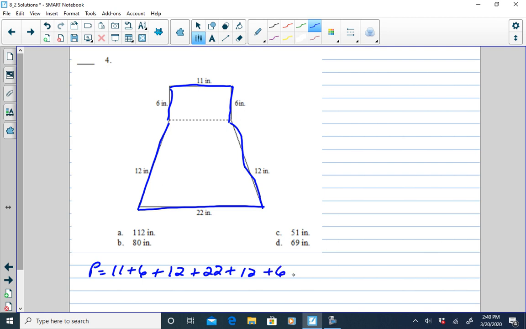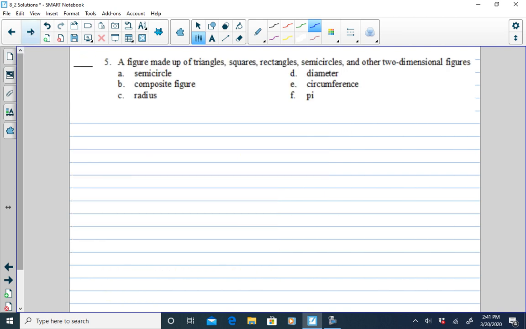We want to find the sum of those segments, so we have 11 plus 6 plus 12 plus 22 plus 12 plus 6, and we wind up with a perimeter of 69 inches. All right, and 69 inches, that's going to be answer D for problem number 4.